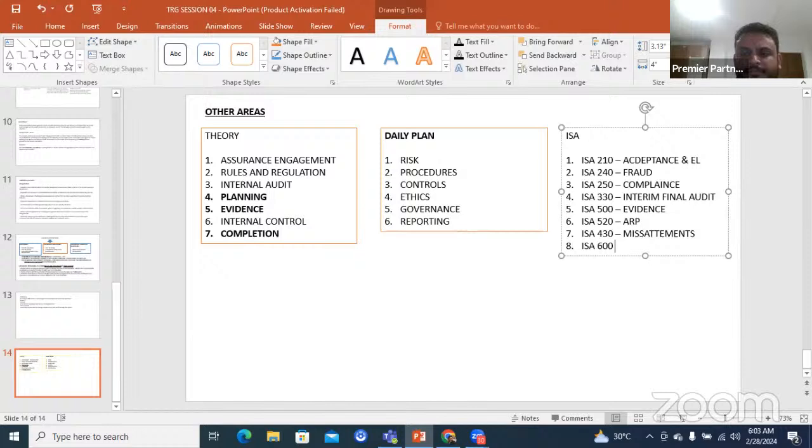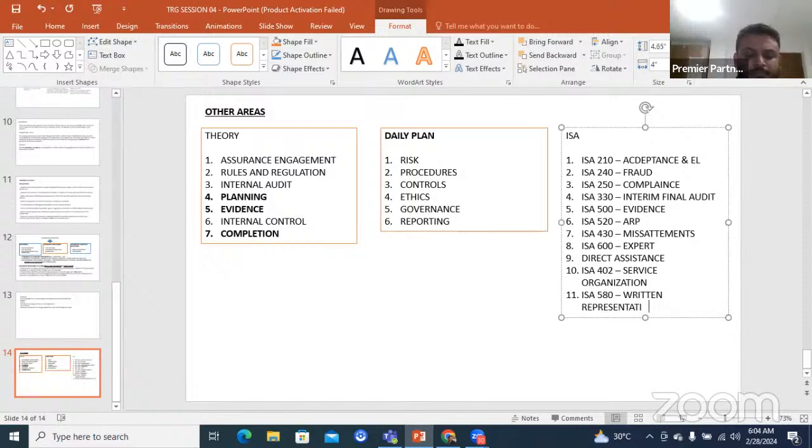ISA 600, experts. And also please study direct assistance. ISA 402, service organization. ISA 580, this time very important: written representation. ISA 570, mandatory, subsequent event. Mandatory. Don't forget this. Mark it as very, very, very important.